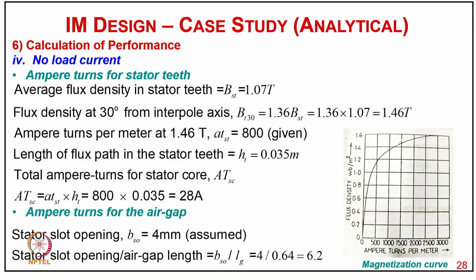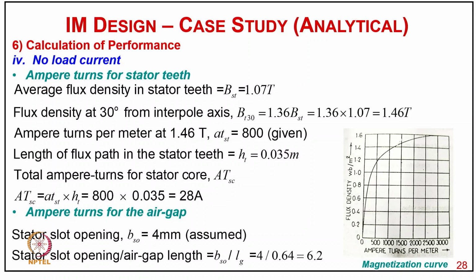Now coming to the ampere turns for stator teeth. The average flux density in the stator teeth we already estimated comes to 1.07 Tesla, and the flux density at 30 degrees from the interpolar axis is BT30, that's 1.36 BST, so it comes to 1.46 Tesla. The ampere turns per meter at 1.46 Tesla flux density, from the characteristic of the material as shown here, comes to AT_ST equal to 800 ampere per meter, and the length of the flux path in the stator teeth is HST, that's 0.035 meter.